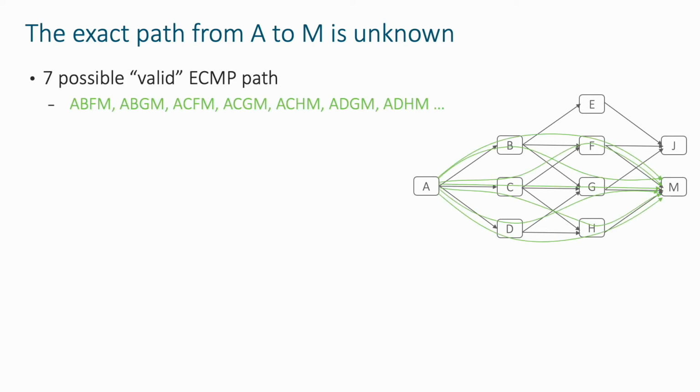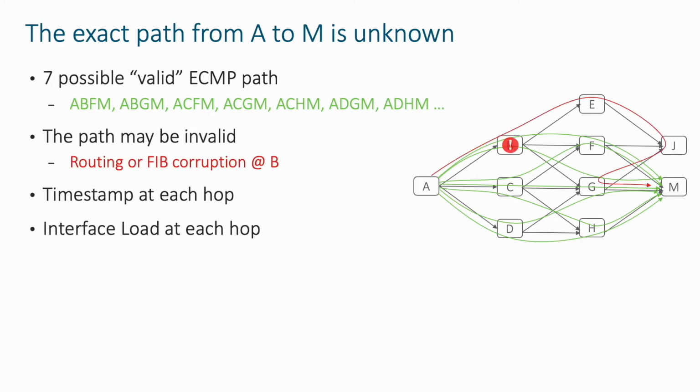Because there can be several valid paths. Here in this example, you have 7. All of them are possible. But which one has been taken, likely you don't know. But it could very well be that there is a bug or FIB corruption somewhere on the path, and the packet is taking another path, the red one.